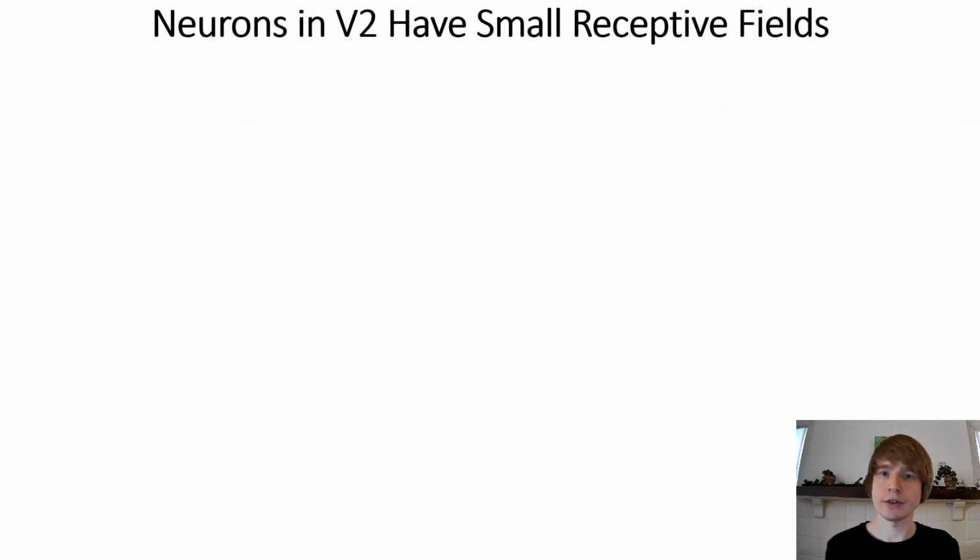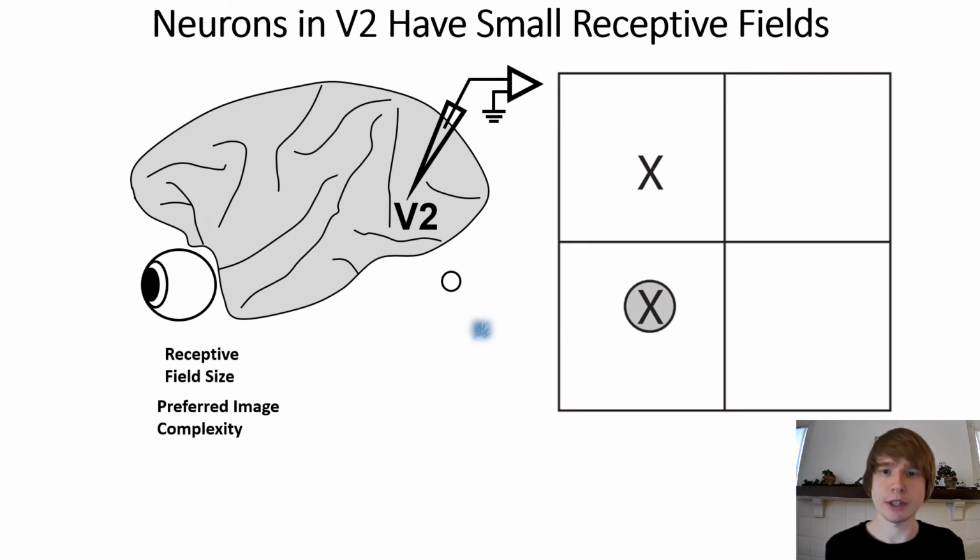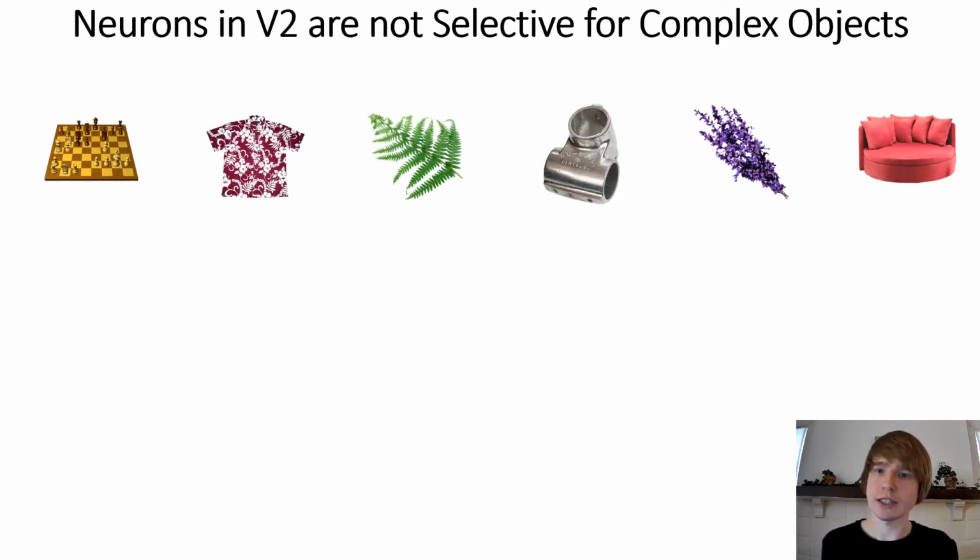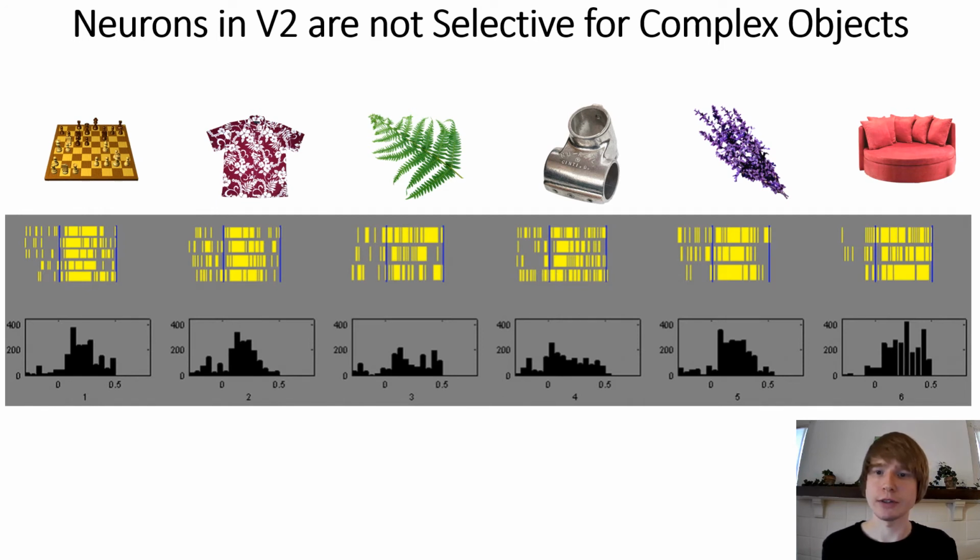In contrast to IT neurons, neurons in V2 have comparatively small receptive fields. In this schematic, the gray circle is the approximate receptive field of a V2 neuron. Also in contrast to IT neurons, V2 neurons are not highly selective for complex naturalistic images and instead respond more broadly. So for this set of 6 images, a given V2 neuron might respond strongly to several images with no strong similarity to each other. This is likely due to V2 neurons being most strongly tuned to low-level stimulus features such as color, orientation, and spatial frequency, and multiple different objects may contain these preferred features.